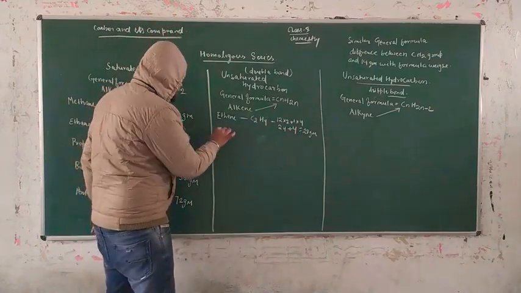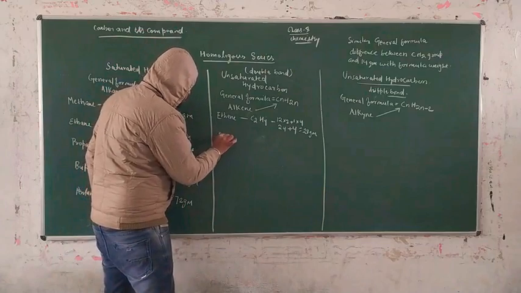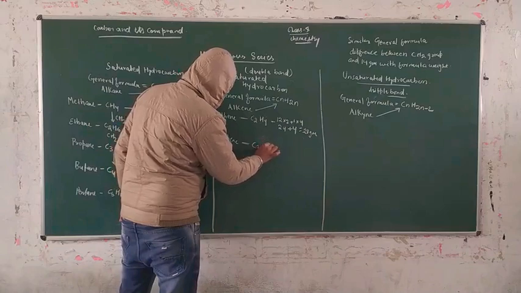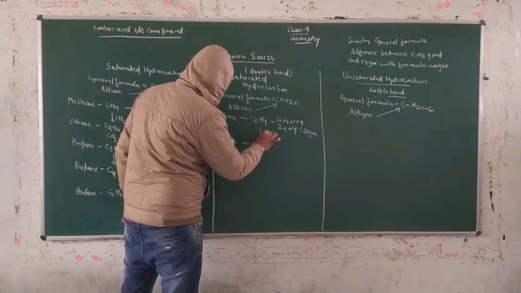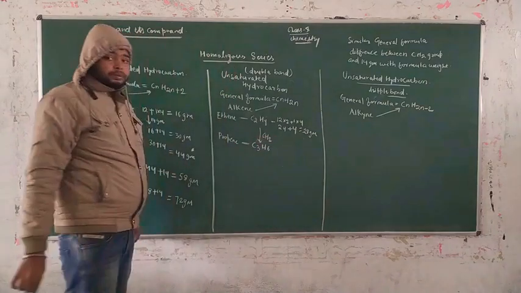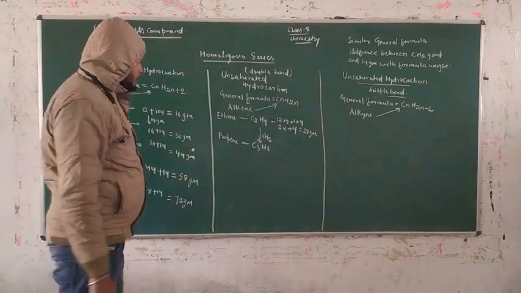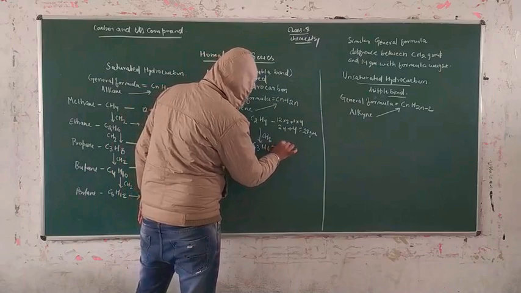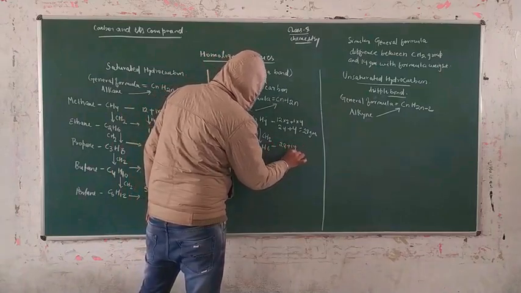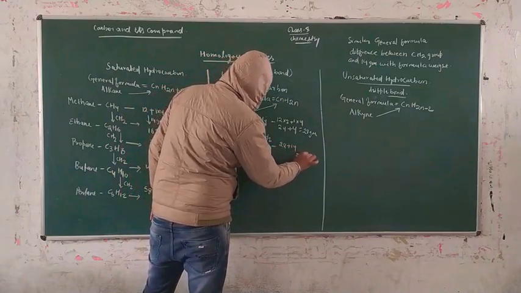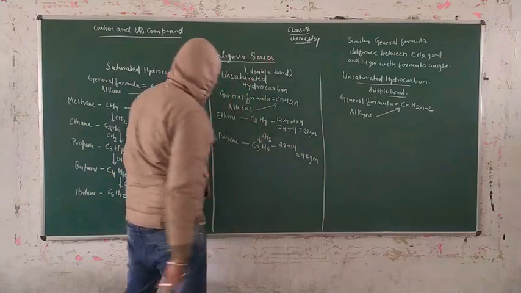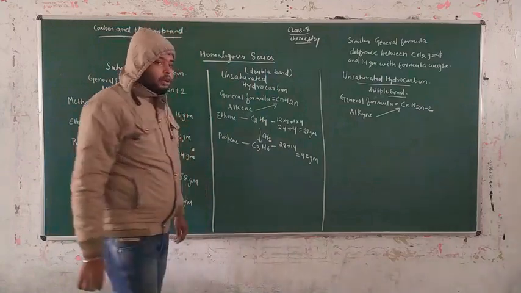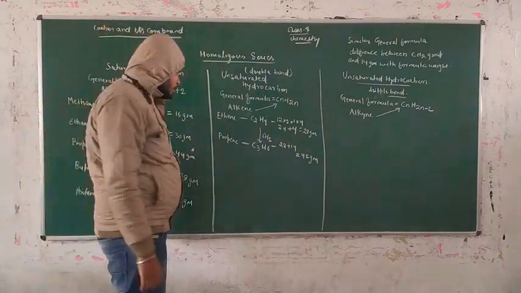We have to represent another one, that is propene, and its formula is C3H6, that means the difference of CH2 group. After that you have to add its formula weight, that means 28 plus 14 is equal to 42 gram. That is the complete concept of the homologous series of alkene now.